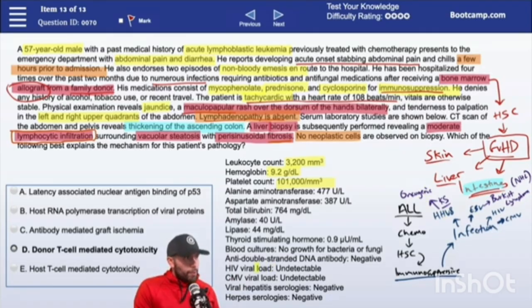If you look at the HIV load, it's undetectable. CMV load's undetectable. Viral hep serologies, sometimes they'll give you specific serologies. In this case, there's a lot of stuff being mentioned, and I think they just went with, hey, all of these are negative. Herpes serologies are also negative.